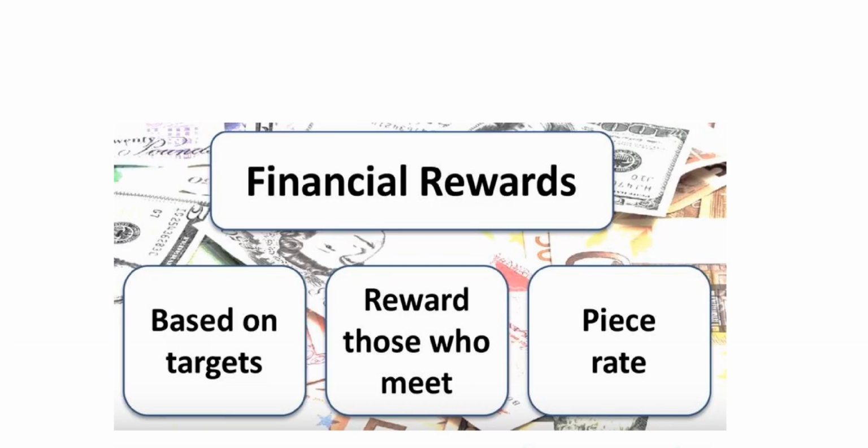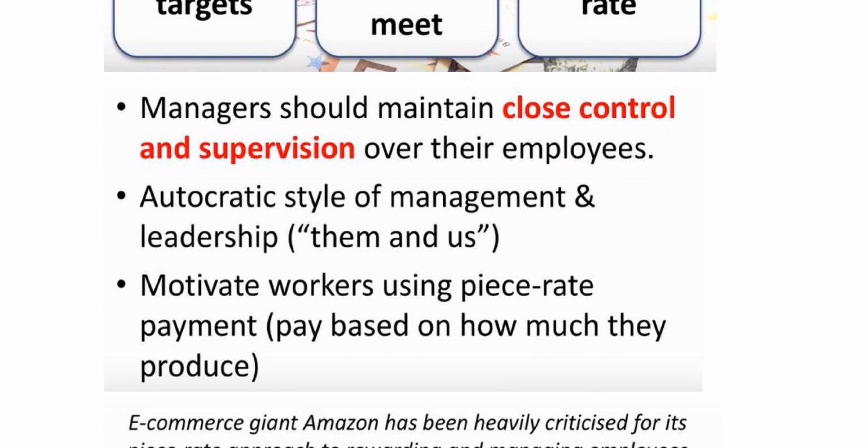Now, Taylor really believed in financial rewards rather than non-financial. He thought if you set financial rewards based on targets and reward those who meet the targets, and obviously that sounds like piece rate, that would be the biggest motivational way to increase productivity. So he believed that managers should maintain close control and supervision over their employees, again related to that lack of trust. As I've already said, it's an autocratic style of management, and motivating workers using piece rates was one of the key factors.